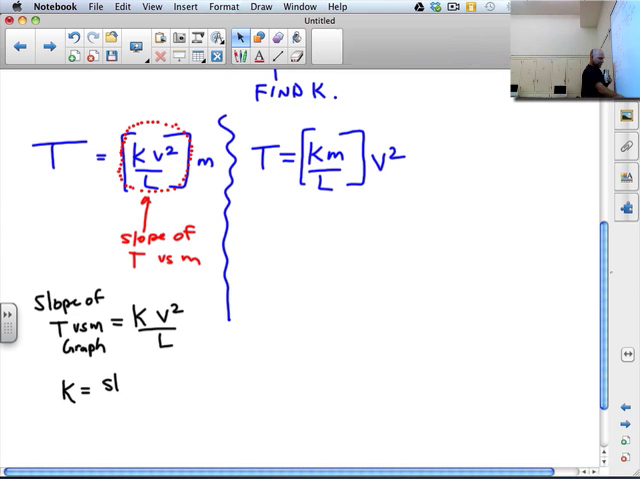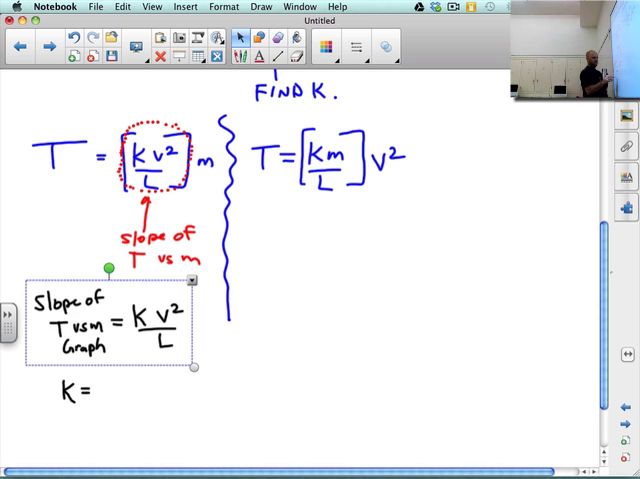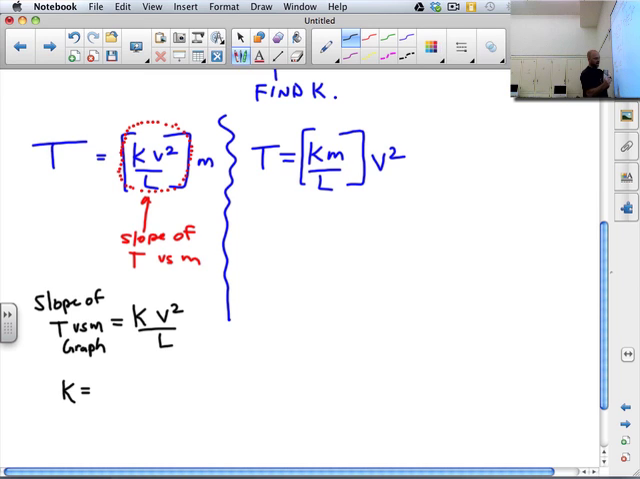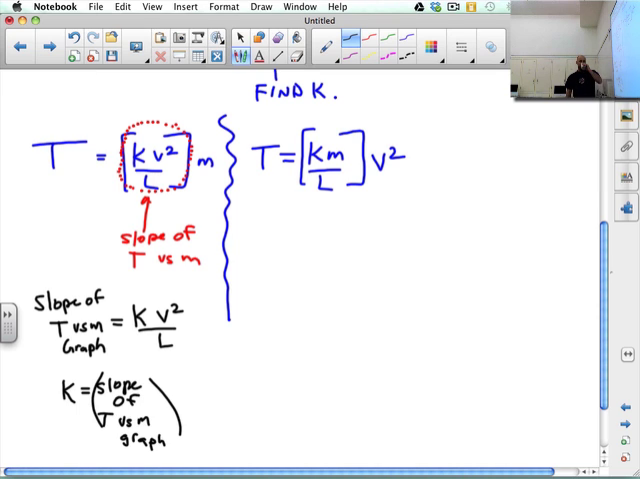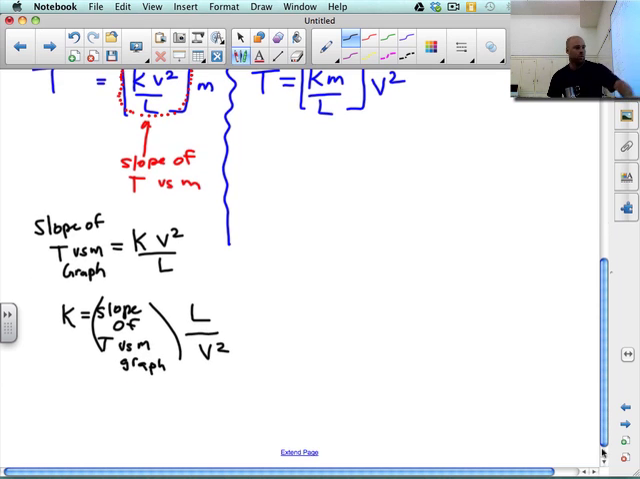I'm rewriting all that. I should actually use the smartboard for what it's good for. Oh, it didn't really work. I should have just written it. K equals slope of t versus m graph times what? Over what? I'm solving this for k. So v comes down below. This is over v squared times L. Do you guys see it now? I simply solved for k. Cool? Good. We're almost done, actually.